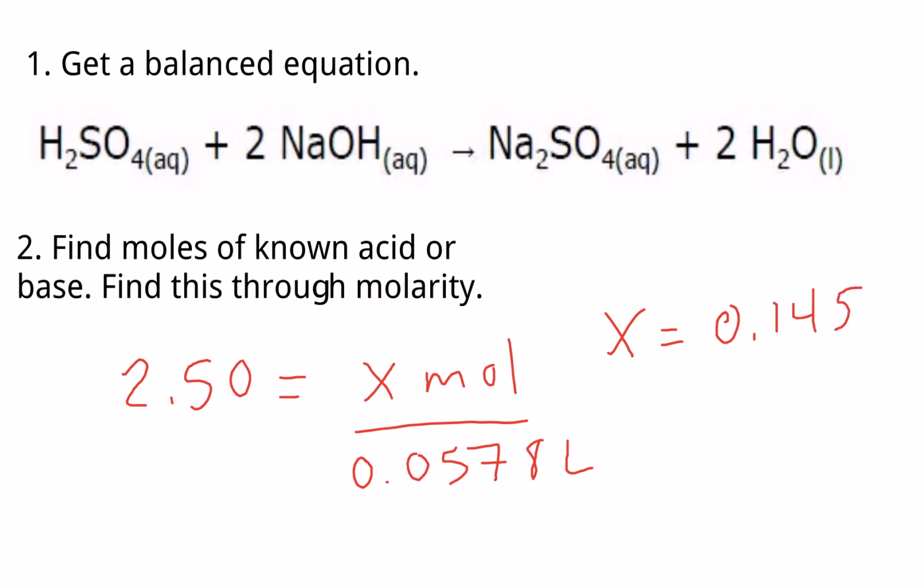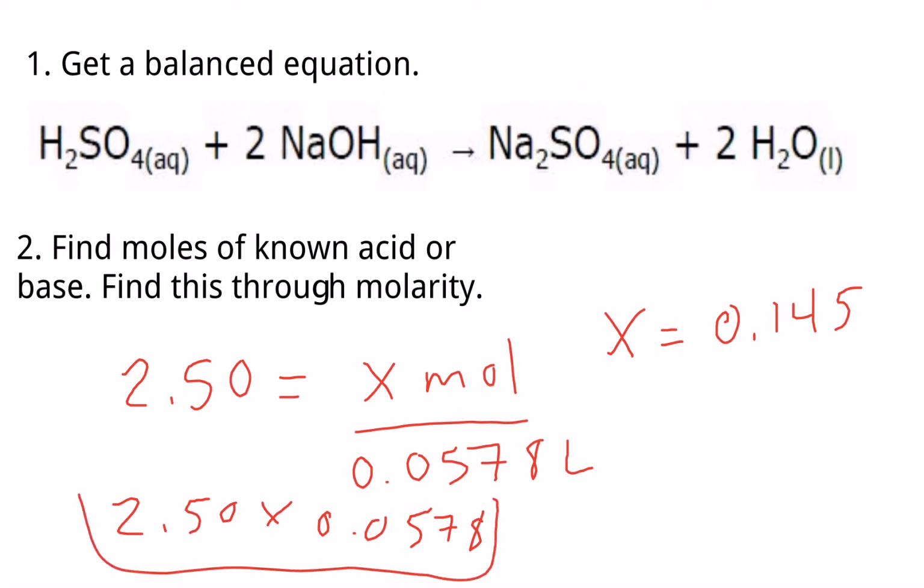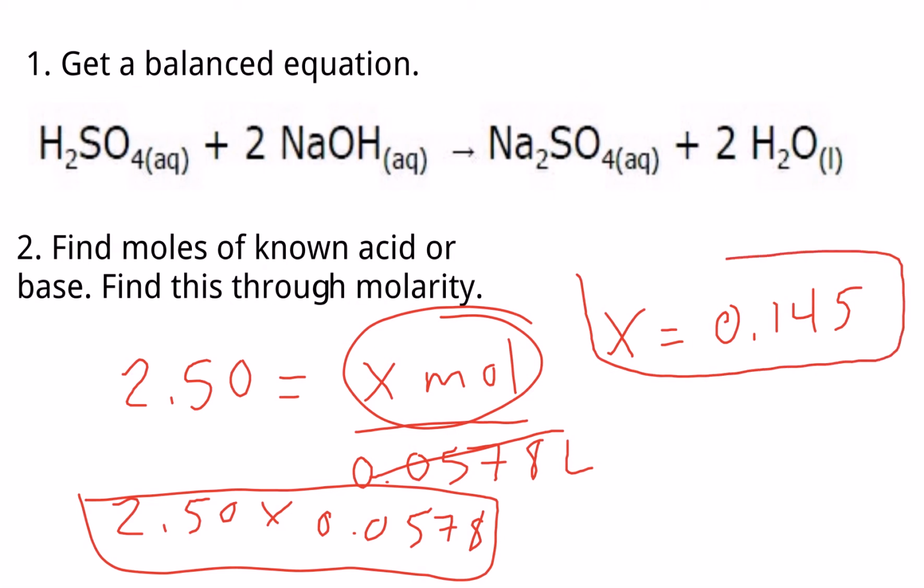0.145. Alright, so take a second, put that in the calculator. Take 2.50, as you're practicing with me, times 0.0578. So algebraically what we did was we times the left side by that, and that's what we have down here, and then we times the right side by it, and it cancels out on the bottom to just give us X. So 2.50 times 0.0578 gives us X, and X is 0.145 moles of sodium hydroxide. So that's the total moles of sodium hydroxide we use.